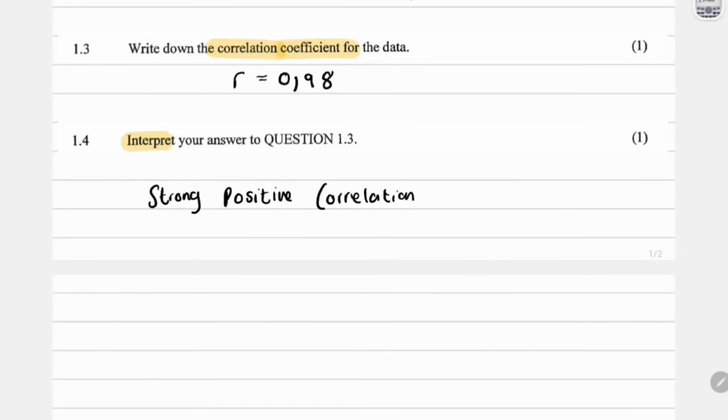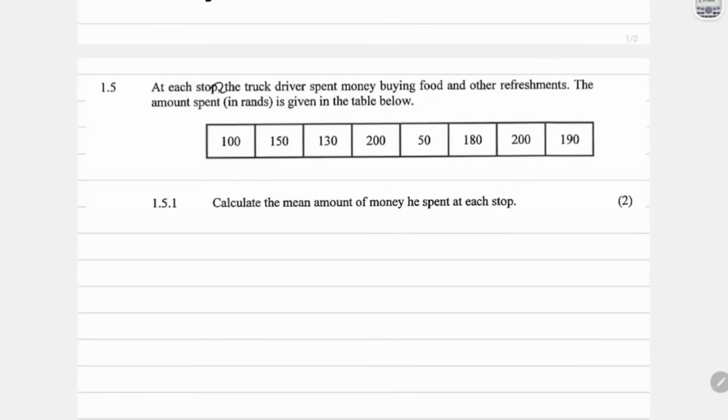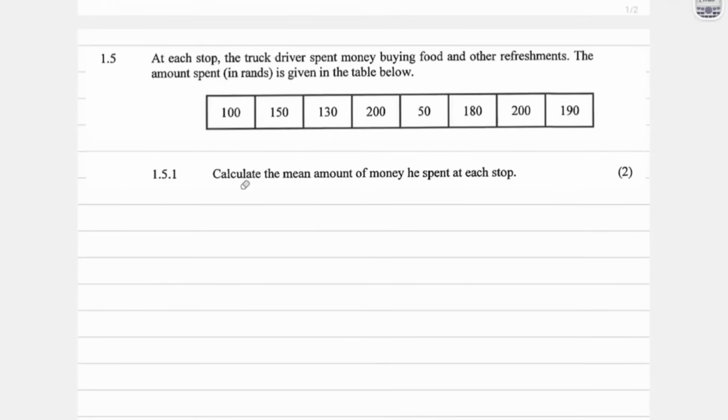Okay, so that is it for 1.4, and we move on to 1.5. It says, at each stop, the truck driver spent money buying food and other refreshments. The amount spent in rands is given in the table below. Okay, so this is a new data. Yes, it is about the same story, but it's a new data. So we have 1, 2, 3, 4, 5, 6, 7, 8 values again, because it's still these 8 trips that they spoke about initially. So we have to calculate the mean amount of money he spent at each tuck shop.